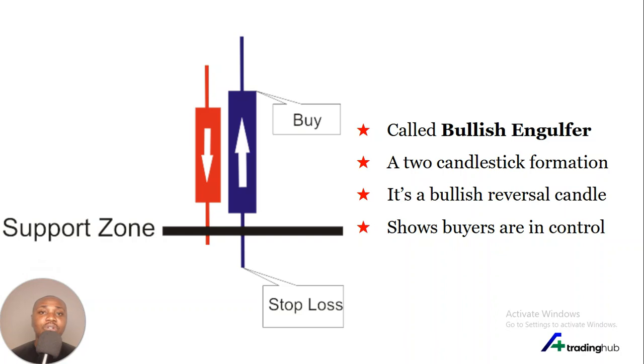Let's talk about the candlestick patterns to make profits in the market. First is the bullish engulfer. This is a two candlestick formation. It is a bullish reversal candle. It shows that buyers are in control in the market. If you should find them on support zones or demand zones, it tells a story that price may start buying.